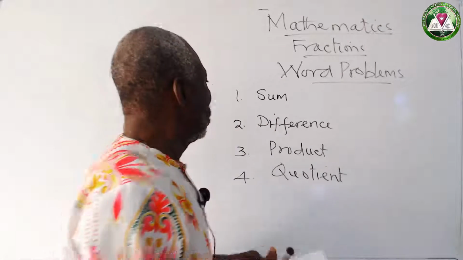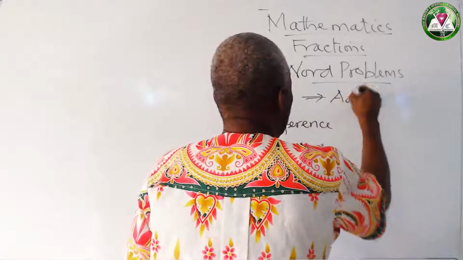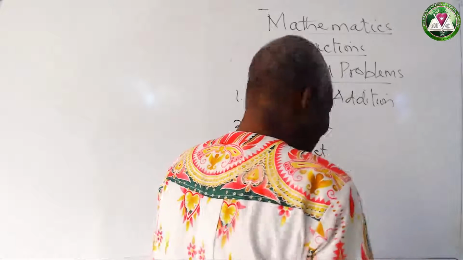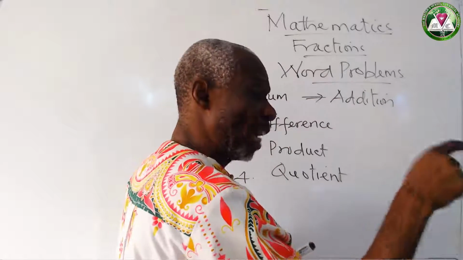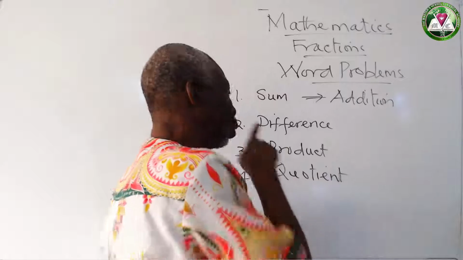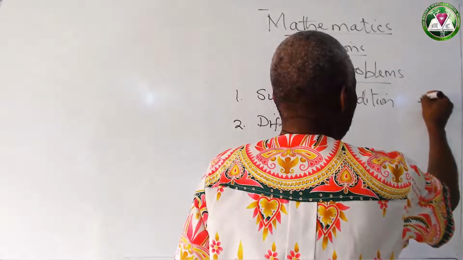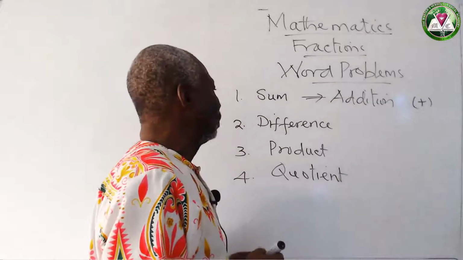Whenever we see sum, this implies addition. It means that we are going to add something somewhere. It calls to our mind, be careful, what you are going to do now, you are going to add. So sum, that is what it gives us. Symbolically, we have that sign, plus. We are going to add.